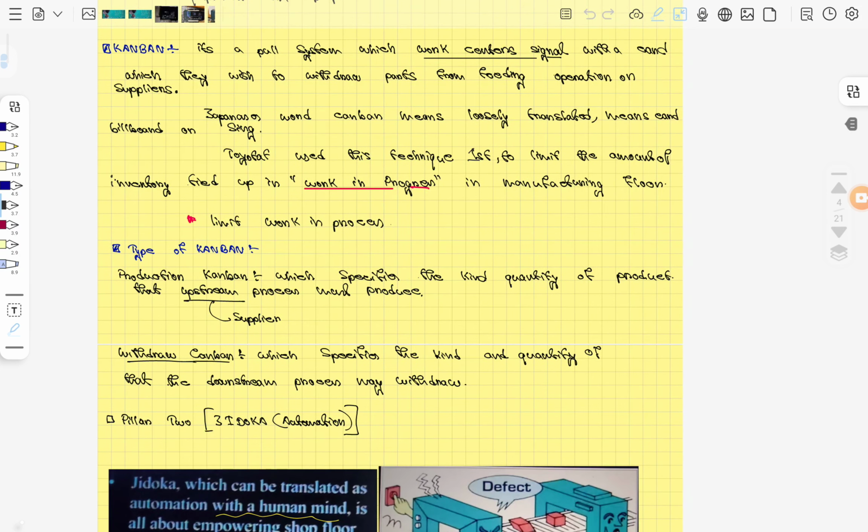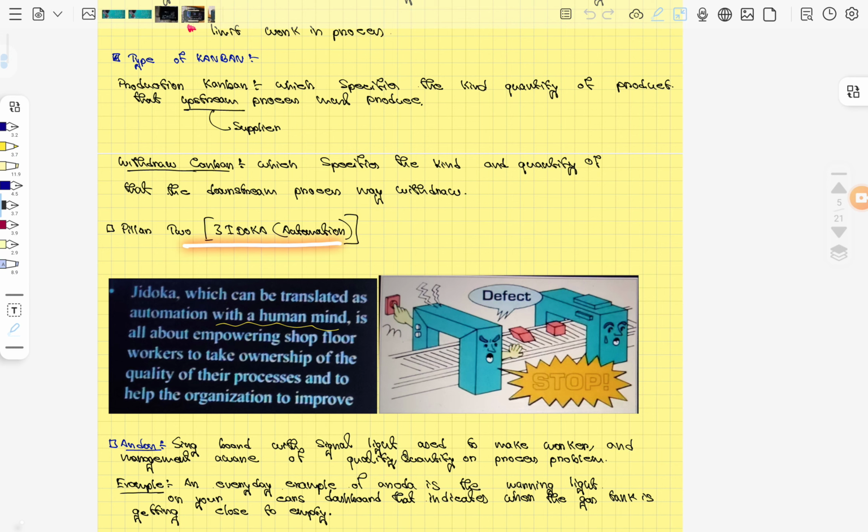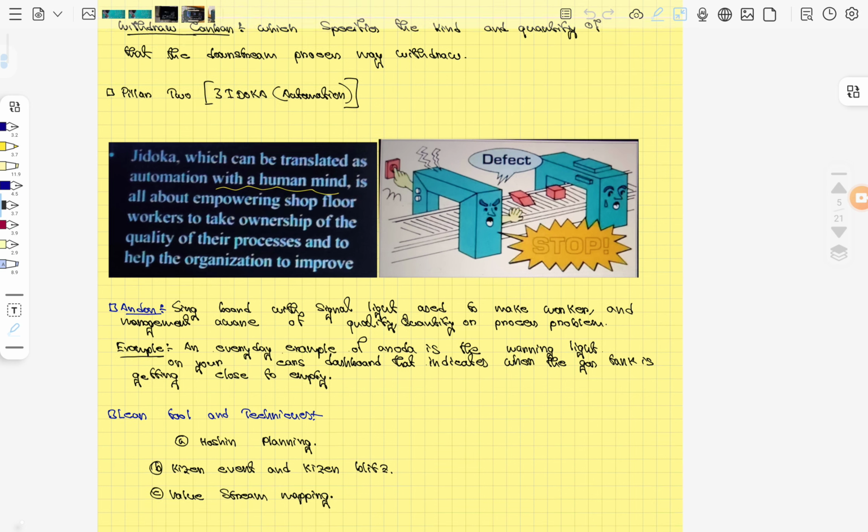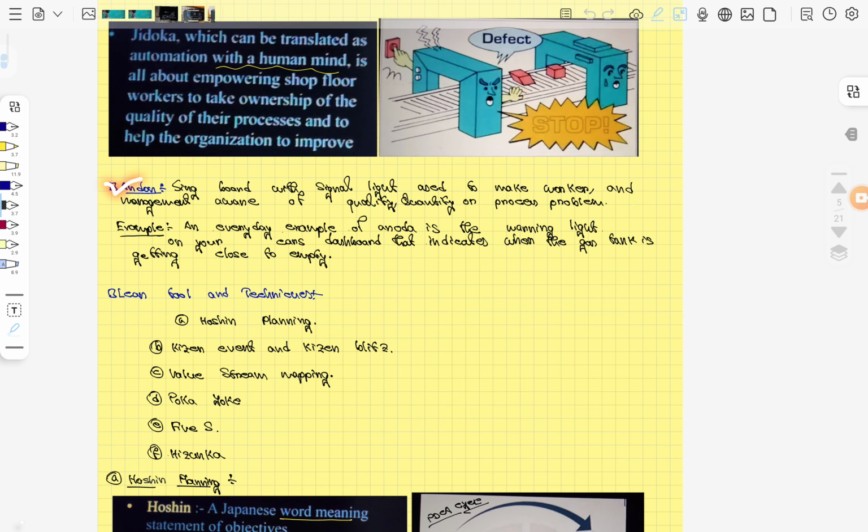Then pillar 2, that is Jidoka or automation, which translates as automation with a human mind. So automation with a human mind. Then there is andon, a signboard with a signal sign used to make the worker and the management aware of the quality, the quantity and the process problem. An example is the warning light on your car dashboard that indicates when you are drifting into the left lane or anything.